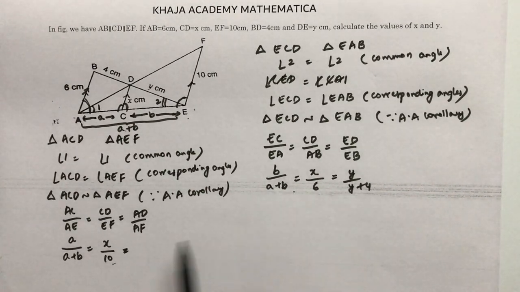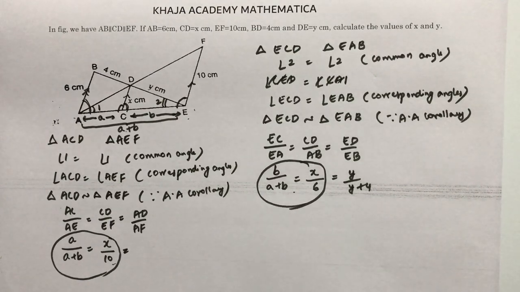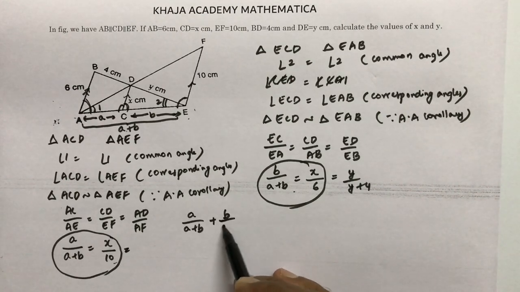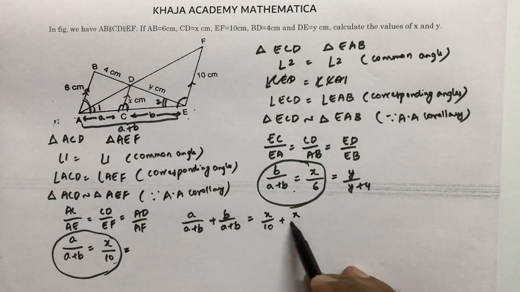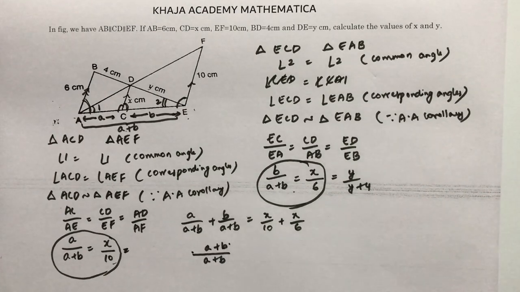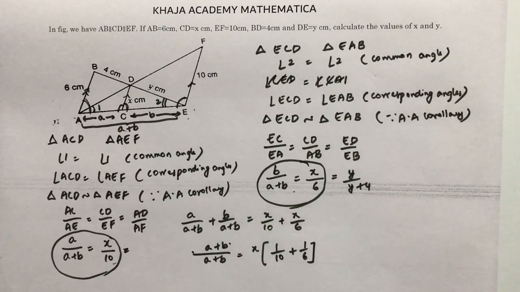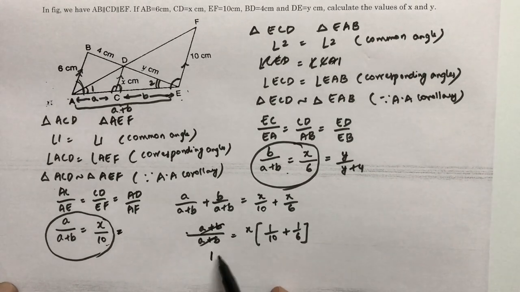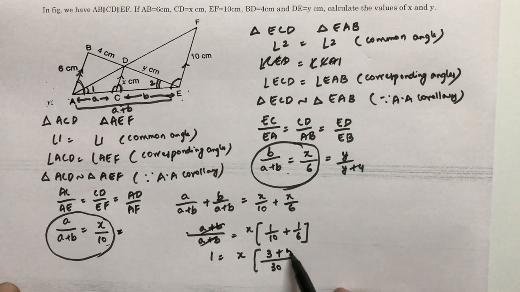Now if you observe these two equations: A by A plus B equals X by 10, B by A plus B is X by 6. I'll add these two, so A by A plus B plus B by A plus B. A by A plus B is X by 10, B by A plus B is X by 6. So here the LCM is A plus B, so A plus B. X if I take common, 1 by 10 plus 1 by 6. This, if we cancel, we get 1 equals X times (1 by 10 plus 1 by 6). The LCM of 10 and 6 is 30.